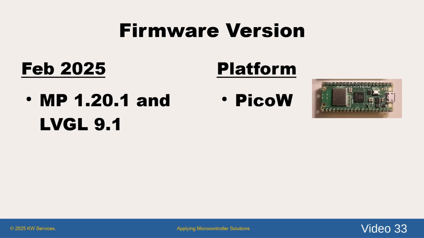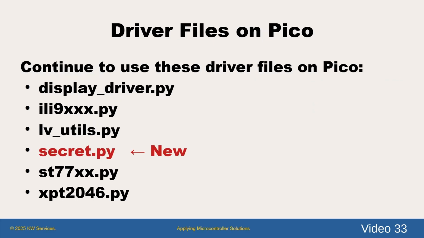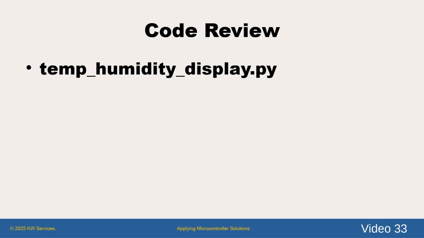It turns out that the Pico W with the April firmware fails any network connection time. So we are using the February 2025 firmware on the Pico W. We are using all of the same driver files from Video 32, but please update the new file secret.py with your wireless SSID name and password. Now let's walk through the code.